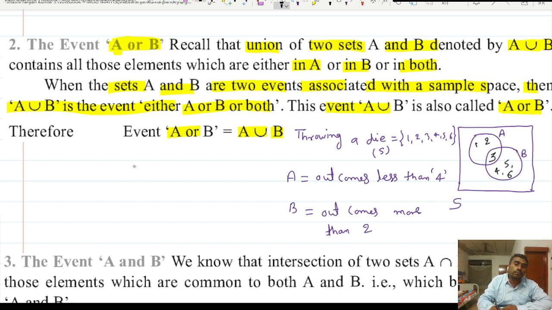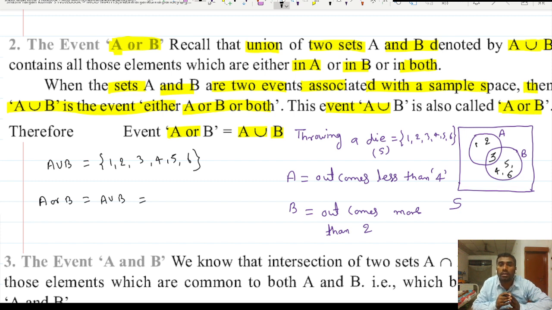So here you can see what is A union B. In this situation, A union B is the complete set, that is 1, 2, 3, 4, 5 or 6, right? A union B means, whenever you write A or B, its simple meaning is that either your element belongs to the set A or to the set B. So whatever elements you have, either they belong to the set A or they belong to the set B.